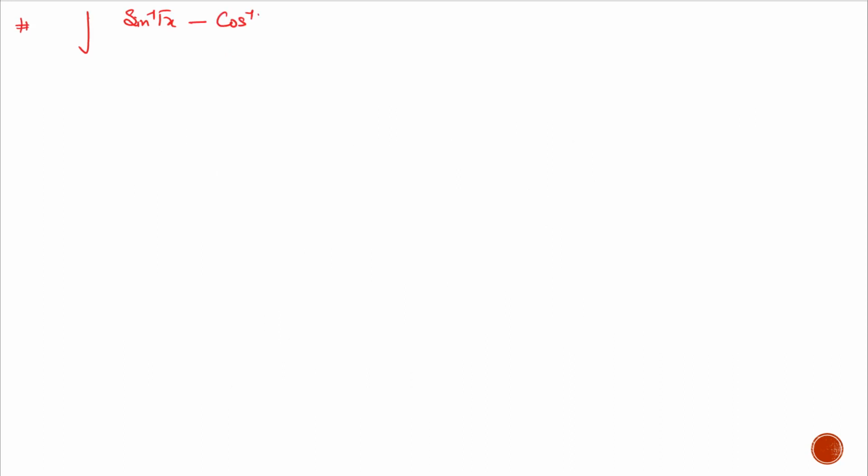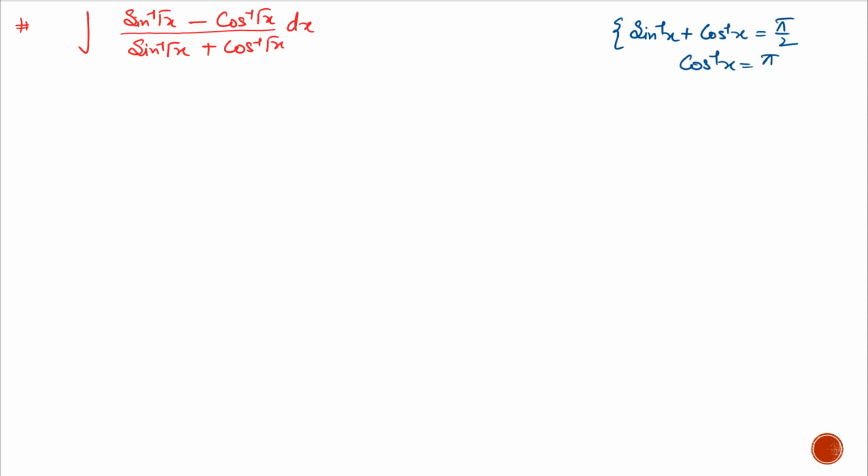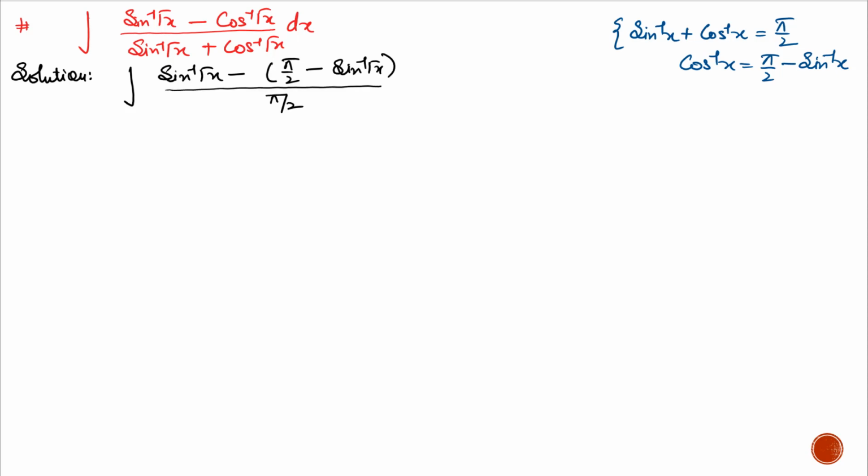Next example, integrate (sin inverse root x minus cos inverse root x) divided by (sin inverse root x plus cos inverse root x) with respect to x. We know that sin inverse x plus cos inverse x equals pi by 2, or we can say that cos inverse x equals pi by 2 minus sin inverse x. So now we have sin inverse root x minus in bracket (pi by 2 minus sin inverse root x) whole divided by pi by 2, and now we integrate with respect to x.